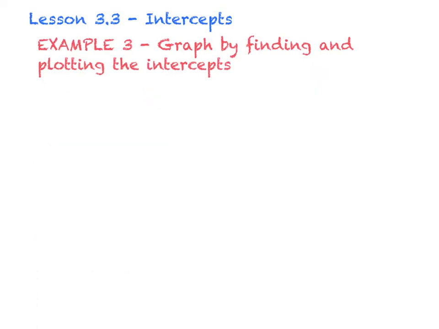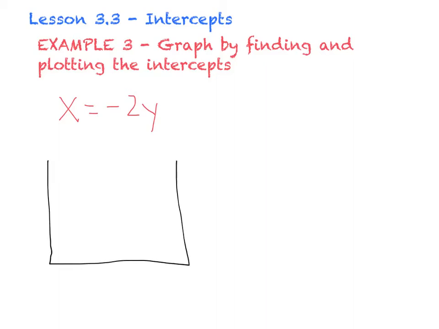Okay, next example. Example 3. We're going to do the same thing we just did. We're going to graph by finding and plotting intercepts. So here we go. The equation we're given this time is x equals negative 2y. So we're going to start by making our table. You should have one on your guided notes.